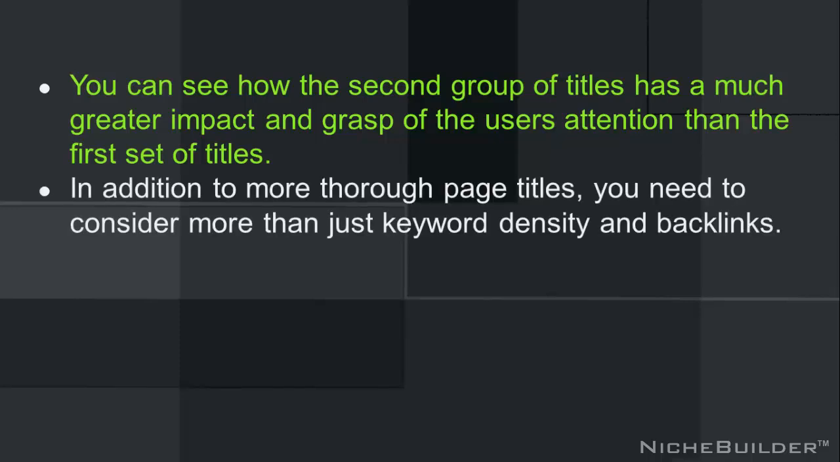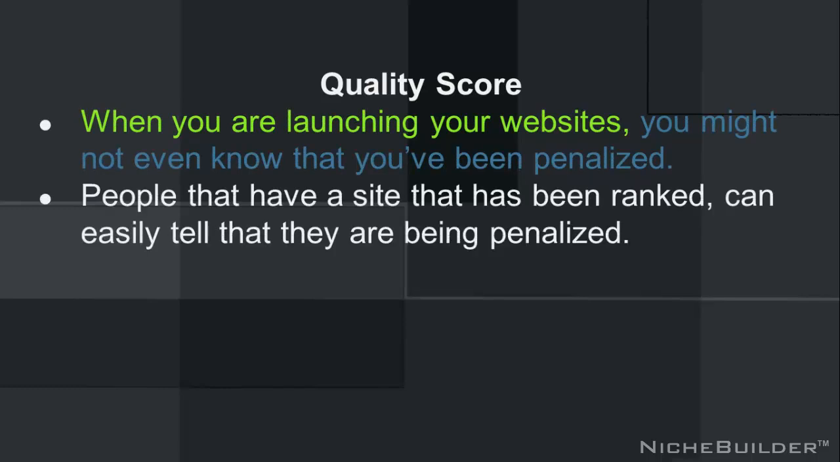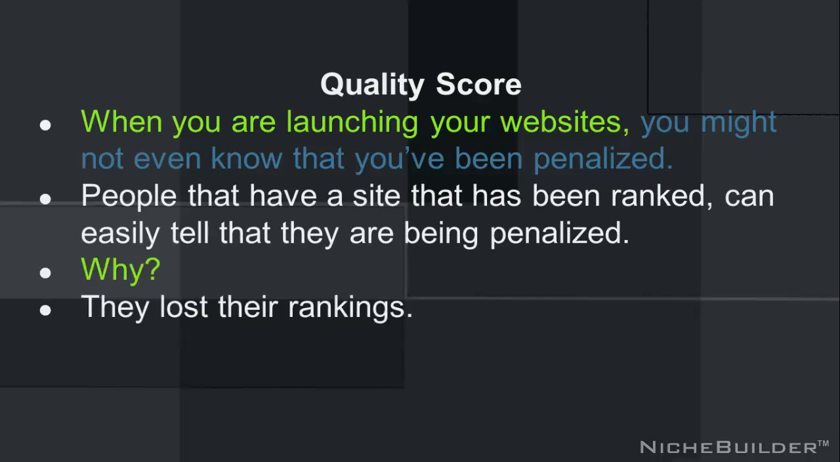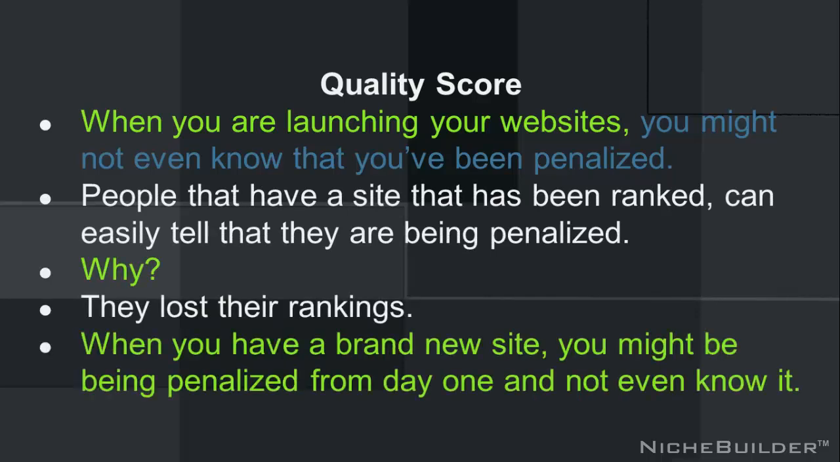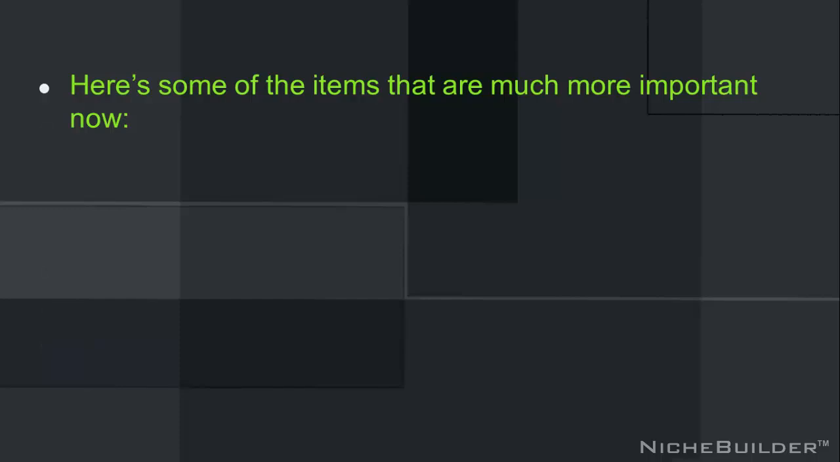In addition to more thorough page titles, you need to consider more than just keyword density and backlinks. Quality score. When you're launching your websites, you might not even know that you've been penalized. People that have a site that's been ranked can easily tell that they've been penalized. Why? Because they lost their ranking. But when you have a brand new site, you might be penalized from day one and not even know it. Here's some of the items that are much more important now.